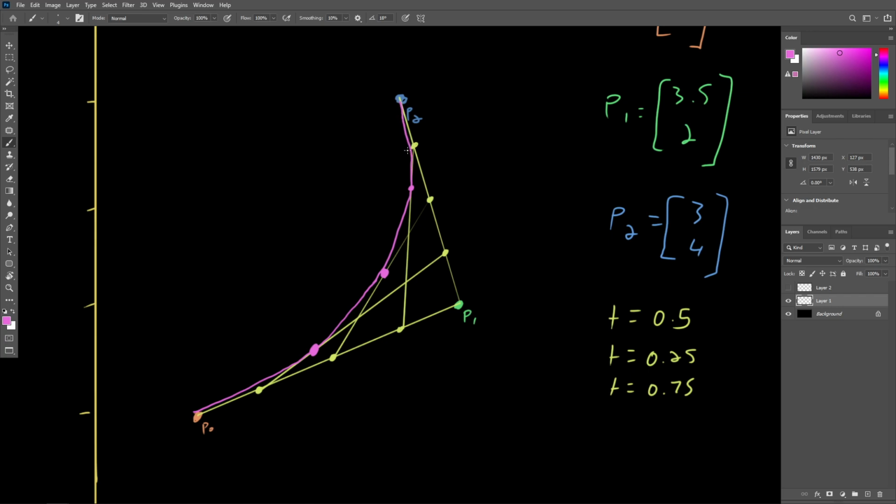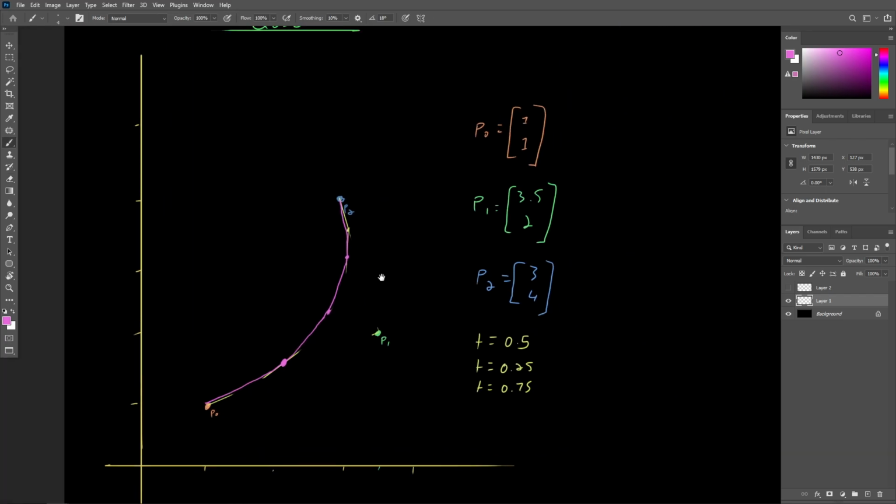Right there, good enough. So now we can get rid of all this intermediate information. This is not a part of the final curve, and we can see the final quadratic curve in all of its glory. All right, so there it is.